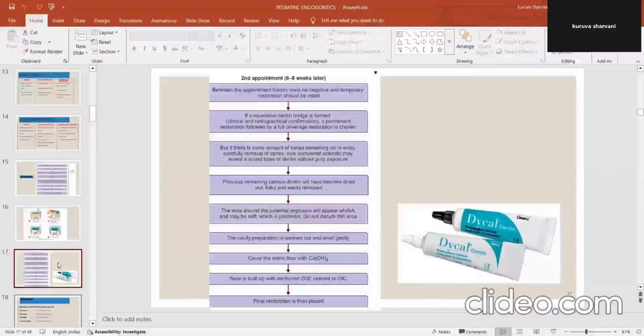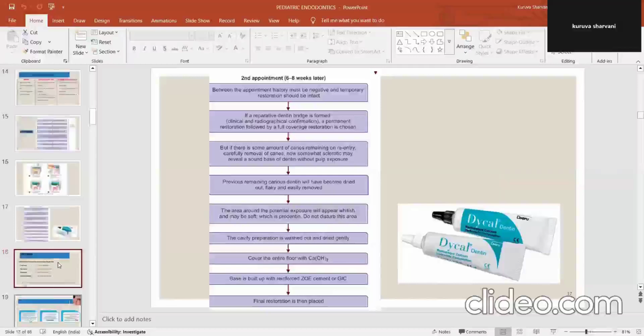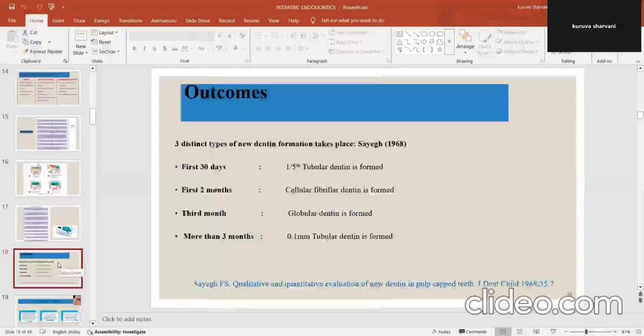Now, coming to the time, that is 6 to 8 weeks. What are all the histopathological changes that take place during the 6 to 8 weeks? Initially, in the first 30 days, tubular dentin will be formed. Later, cellular dentin. Next, globular dentin. After 3 months, 0.1 mm of tubular dentin will be formed. This is the outcome of indirect pulp capping.